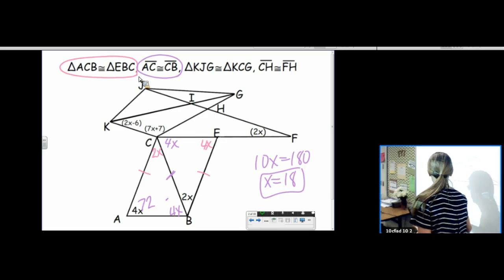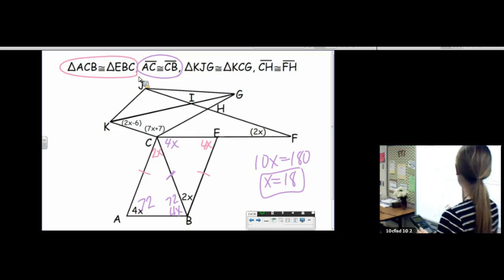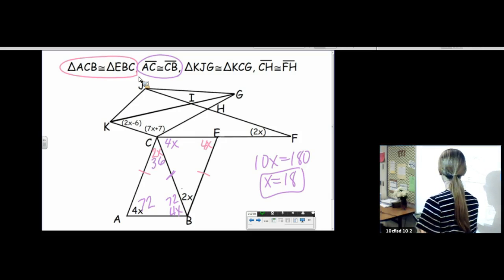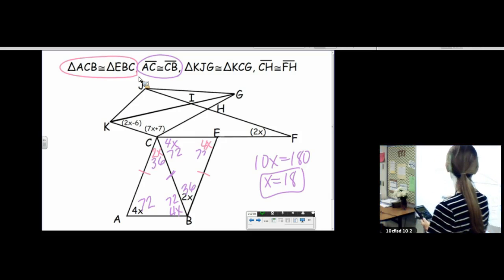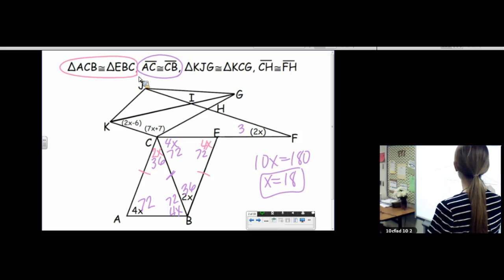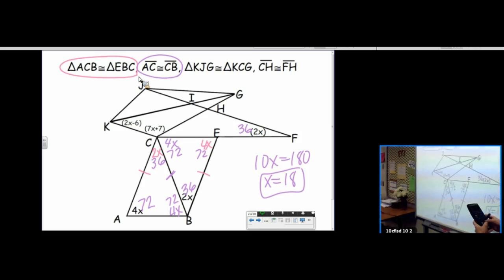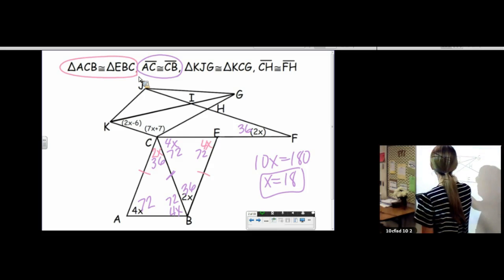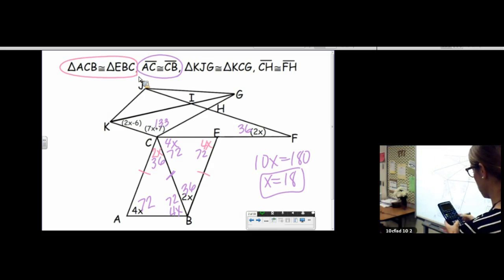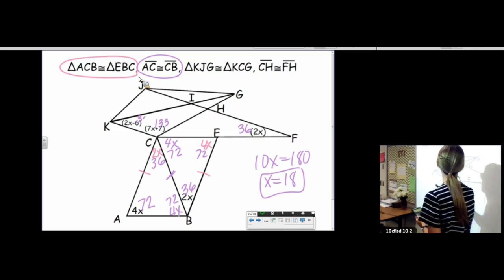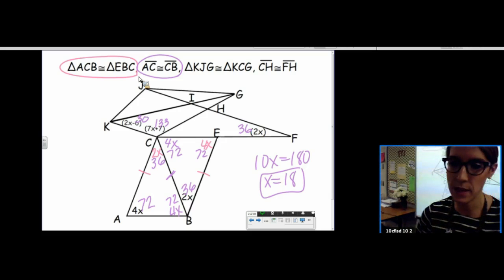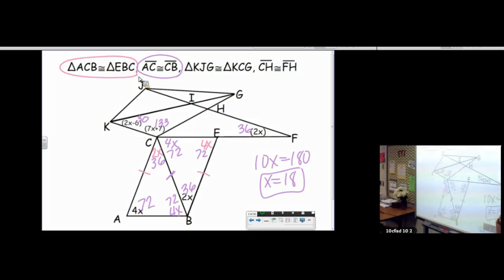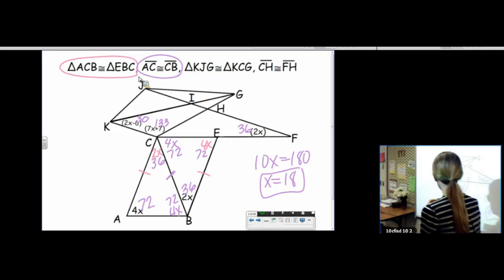Let's see, 72, 72, 36, 36, 72, 72. All right, so now we have 36, 7 times 18 plus 7, 133, 2 times 18 minus 6, 30. All right, it looks like that's as far as we can go for now. We've got those angles that are given to us because we now know the value of x. Let's keep going. What does the next thing say?